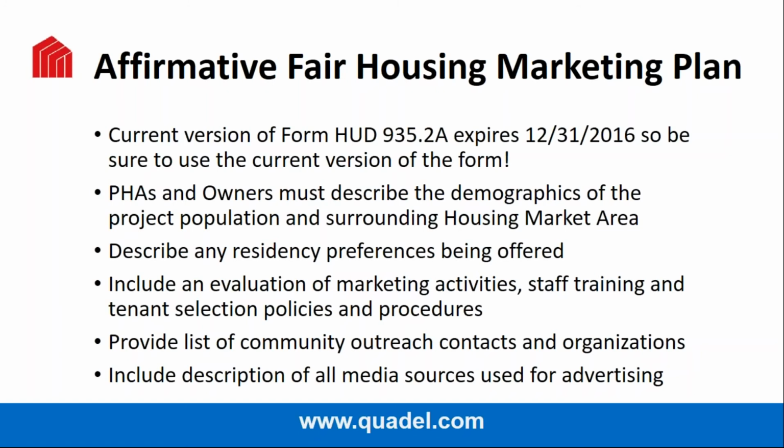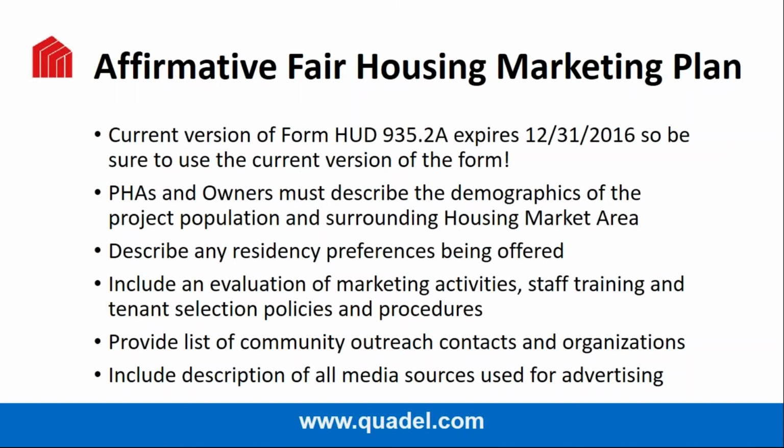Included in the plan, PHAs and owners must describe the demographics of the project population and the surrounding housing market area. The project population data is relatively easy to retrieve from either the site software or the existing tenant file data. However, demographics for the project surrounding area is going to require PHAs and owners to obtain access to online census data. There is a website included in the instructions of this form under the census.gov website that will provide you access to the information needed for the surrounding area of your project.